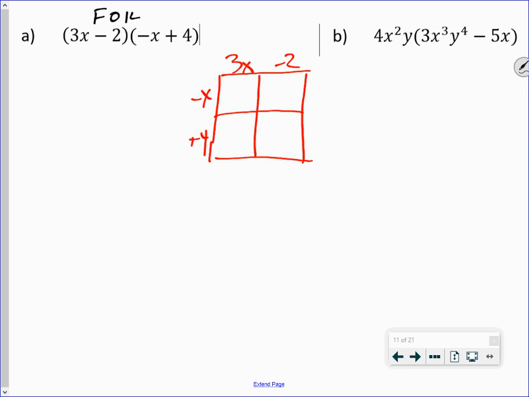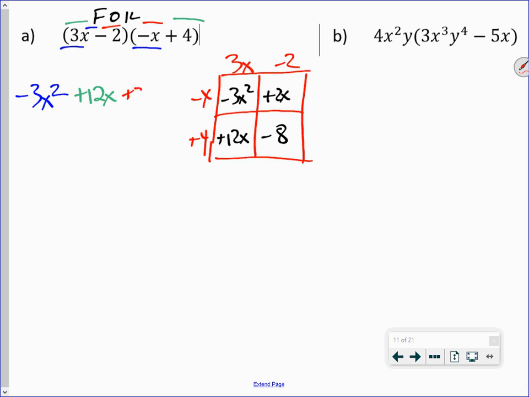Thank you. So this will be negative 3x squared plus 2x plus 12x minus 8. Now, if you want to use FOIL, you multiply the front terms, or the first terms. And so that'll be negative 3x squared. Then you multiply the outside terms. Then you multiply the inside terms. Then you multiply the last terms.